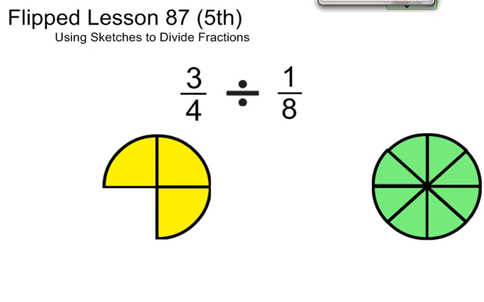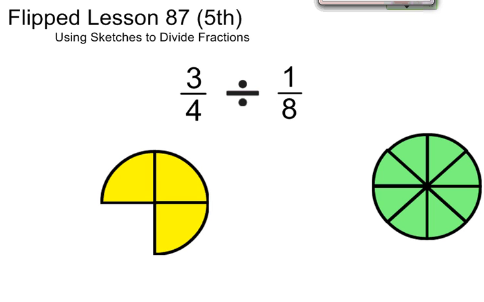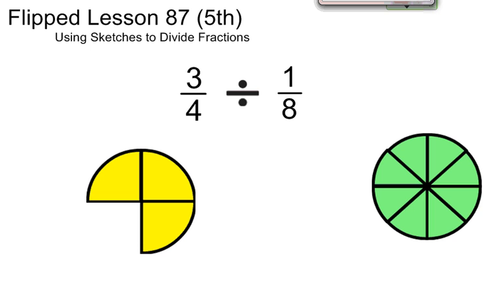So, for example, I have a fraction in yellow of 3/4. You can see I have 3 1/4 pieces, right? Each of these pieces is 1/4 of a circle. However, it says I want to take this 3/4 and divide it into 1/8 instead. So it's 3/4 divided by 1/8. In other words, how many 1/8 go into 3/4?